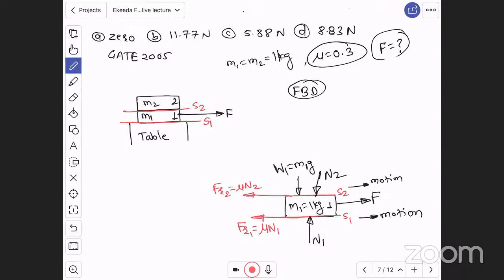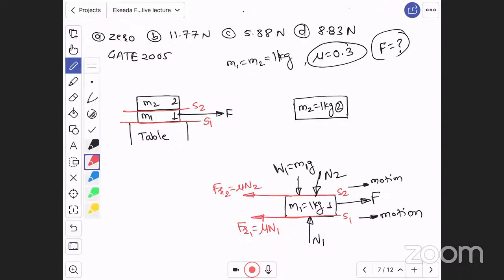Right. Now draw the free body diagram of book 2. Let us say here book 2. This is the second book having mass m2 equal to 1 kg. Again the same mass for book 2 also. Right. m2 is equal to 1 kg. Now on this upper book 2, this is surface 2, which is in contact with the lower book.